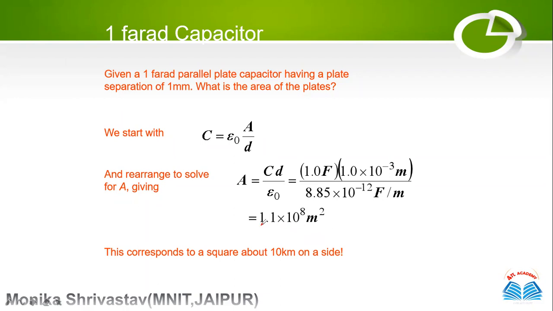That means the plate area is more than 10 kilometers squared. Is it possible to make a capacitor having this big area? A plate of more than 10 kilometers of area would be a monster size capacitor. So we can't use 1 farad as a practical unit. That is why we use 1 microfarad or 1 nanofarad. So the farad is a big unit.